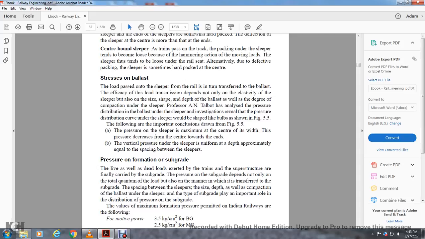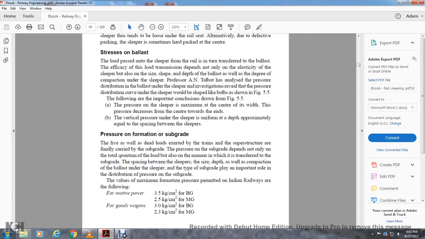The following important conclusions are drawn from Figure 5.5. The pressure under the sleeper is maximum at the center of the width and decreases from the center toward the ends. Vertical pressure becomes uniform at a depth approximately equal to the spacing of the sleepers. Pressure on the formation of the subgrade: the live as well as the dead loads exerted by the train are carried by the substructure and finally by the subgrade.